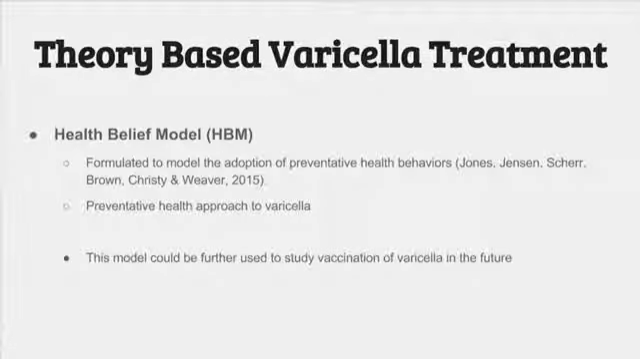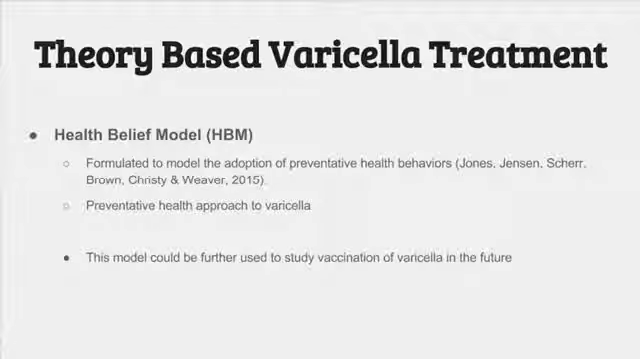Slide 24, Theory-Based Varicella Treatment. The health belief model was chosen based on its preventative health approach, which can easily be applied to varicella. According to Jones, Jensen, Schur, Brown, Christie, and Weaver in 2015, the health belief model is based on 6 constructs that predict health behavior, and these include risk susceptibility, benefits to action, barriers to action, self-efficacy, risk severity, and cues to action. Specifically, the health belief model appeals and applies to varicella in terms of vaccinations against the virus.